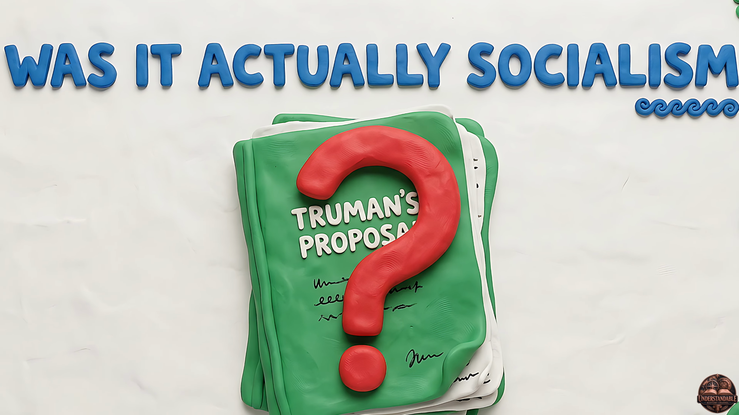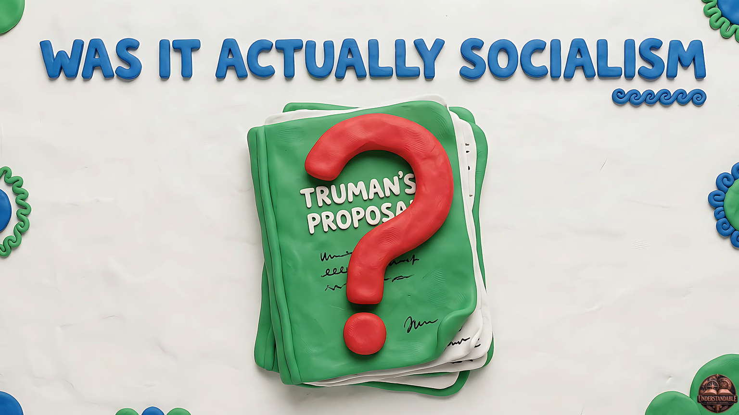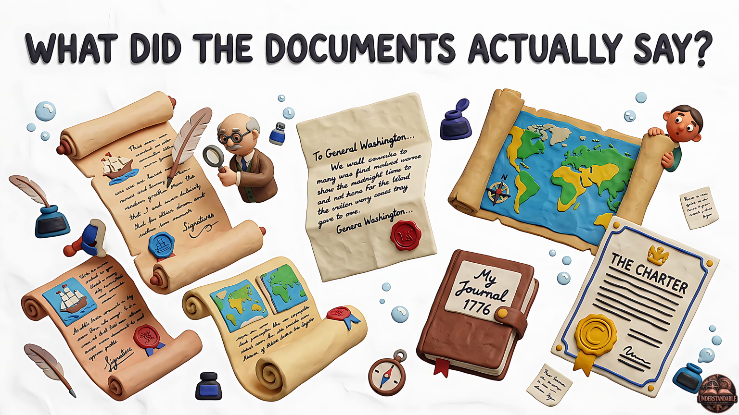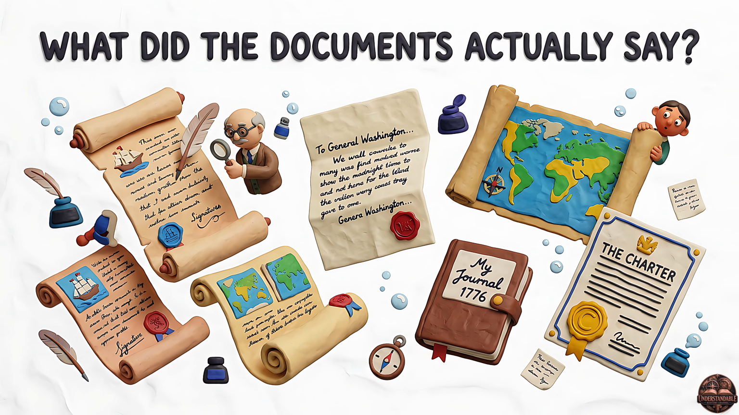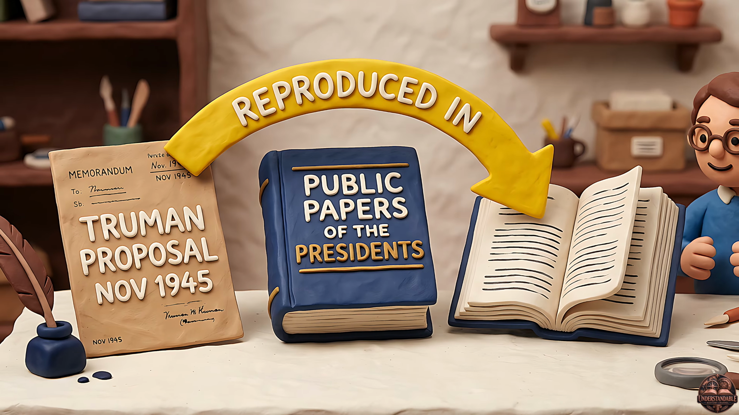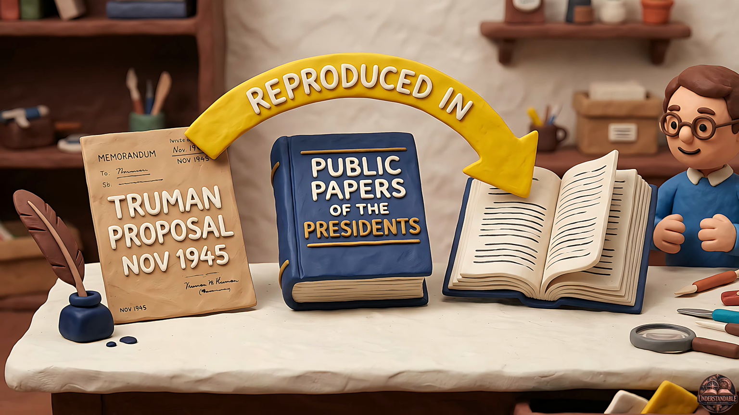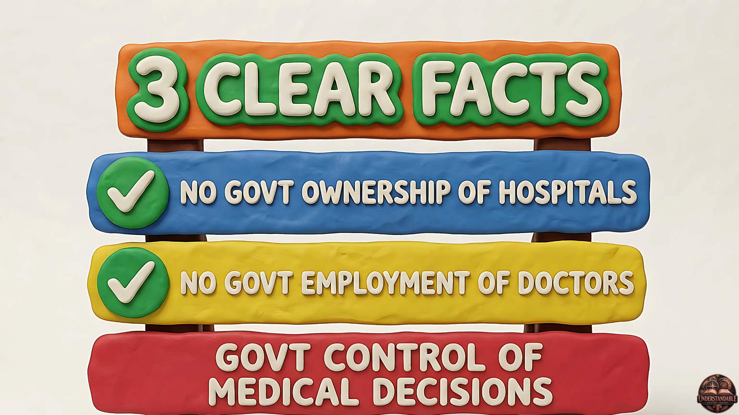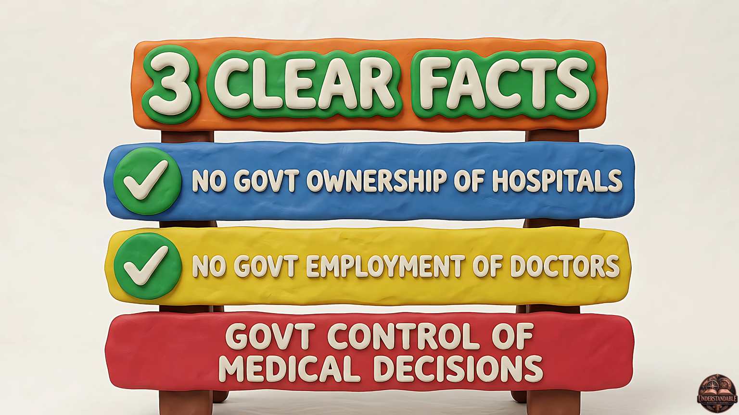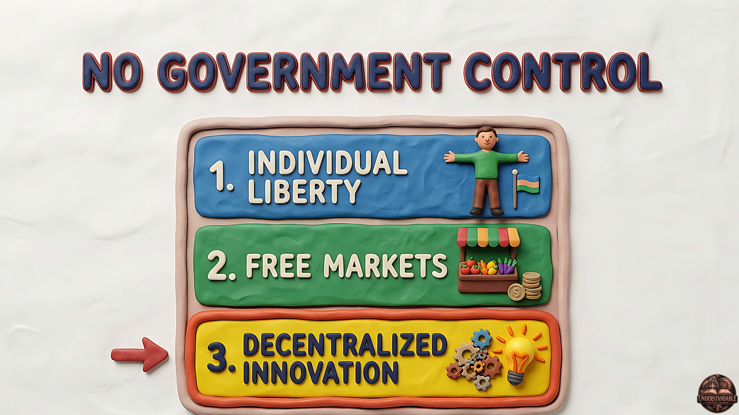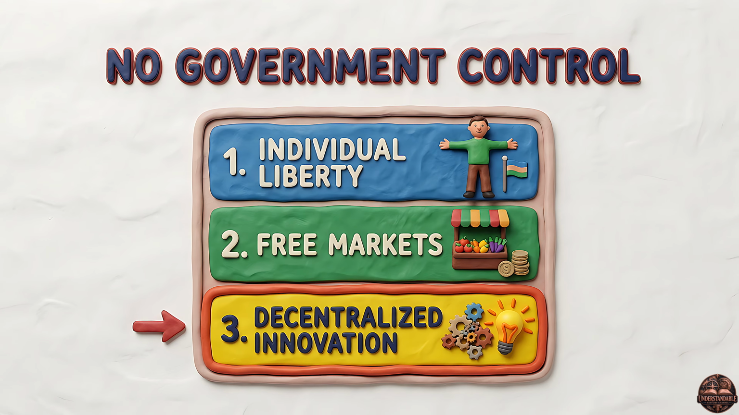But was Truman's proposal actually socialism? And what do the primary documents from that period say about what it actually contained? Truman's proposal, as written in his November 1945 message to Congress and reproduced in the public papers of the Presidents of the United States, contained no provision for government ownership of hospitals, no provision for government employment of doctors, and no provision for government control of medical decisions.